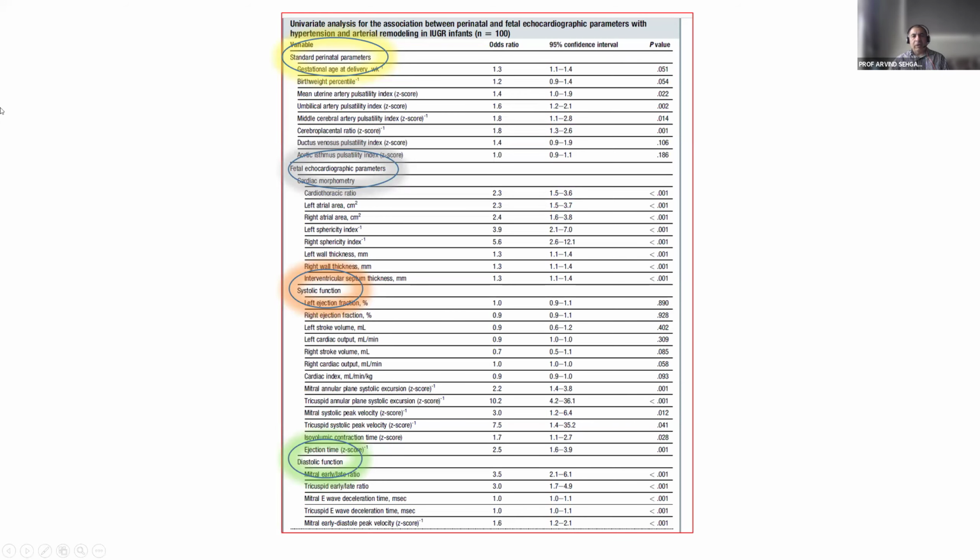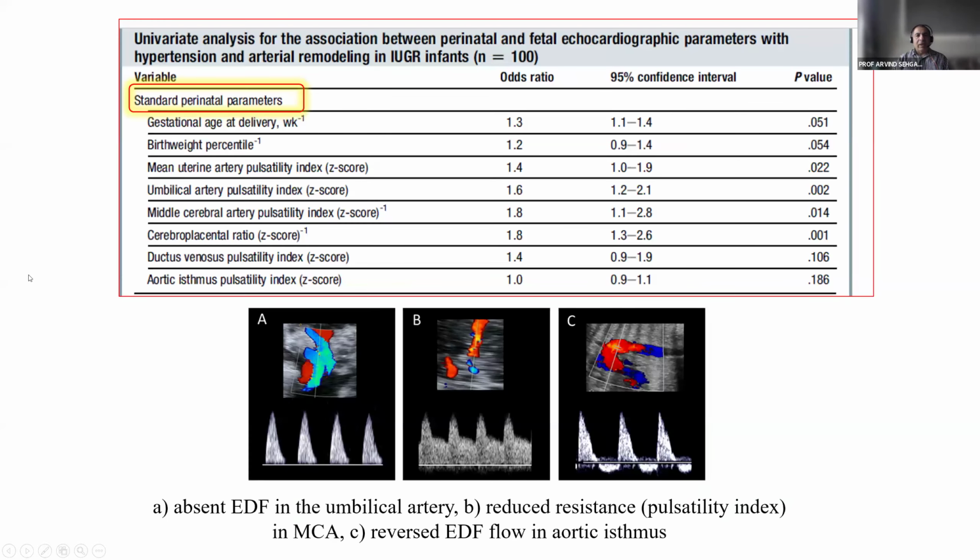It's a busy slide, but I'll break it into 4 parts. This is univariate analysis looking at the association between the fetal echocardiography parameters and the outcomes, namely hypertension and arterial remodeling, ascertained at 6 months of age. The standard perinatal parameters we look at, gestational age at delivery and ductus venosus pulsatility index, were not significantly correlated with the outcome we were looking at. Certainly other parameters like uterine artery PI and umbilical artery pulsatility index were relevant. Ductus venosus abnormalities are commonly thought to be pre-terminal, but for the outcome they were looking at, they weren't statistically significant.